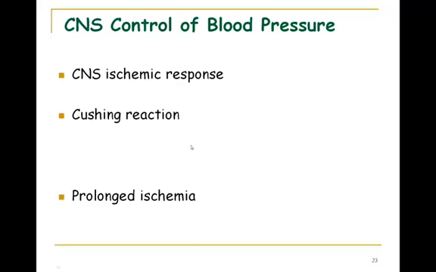So with the CNS ischemic response, you can figure out what triggers it: ischemia in the central nervous system. What triggers the ischemia is if your mean arterial pressure drops below 60 millimeters of mercury. That's a pretty low mean arterial pressure. If it drops below 60, this triggers a CNS ischemic response, because it's going to say, hey, my blood pressure is not going to be adequate to get an adequate amount of blood flow to my brain.